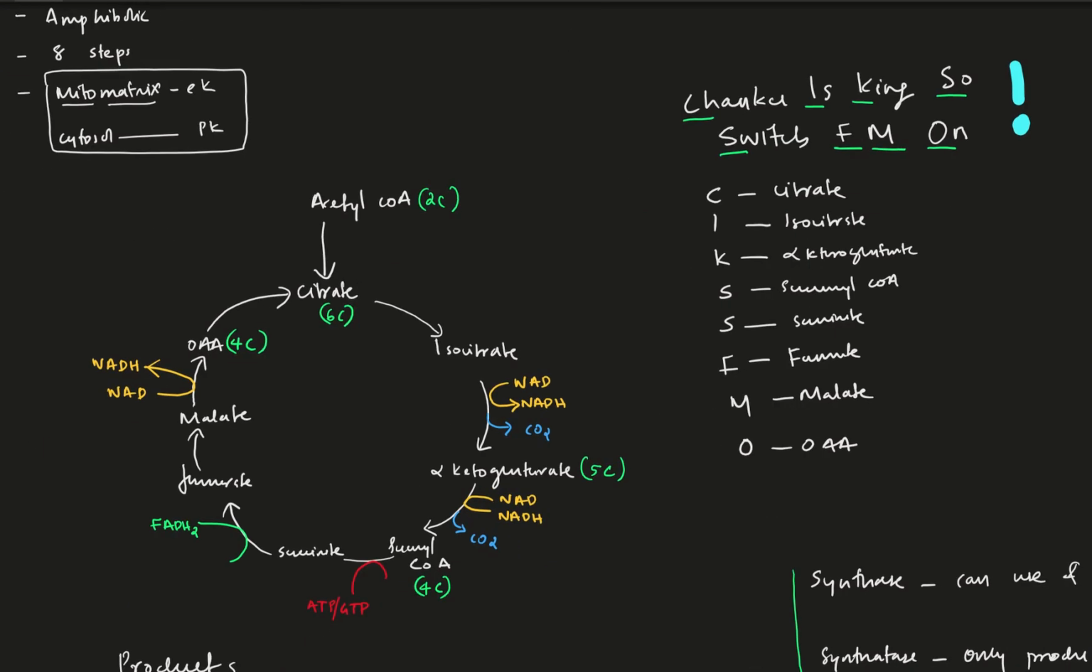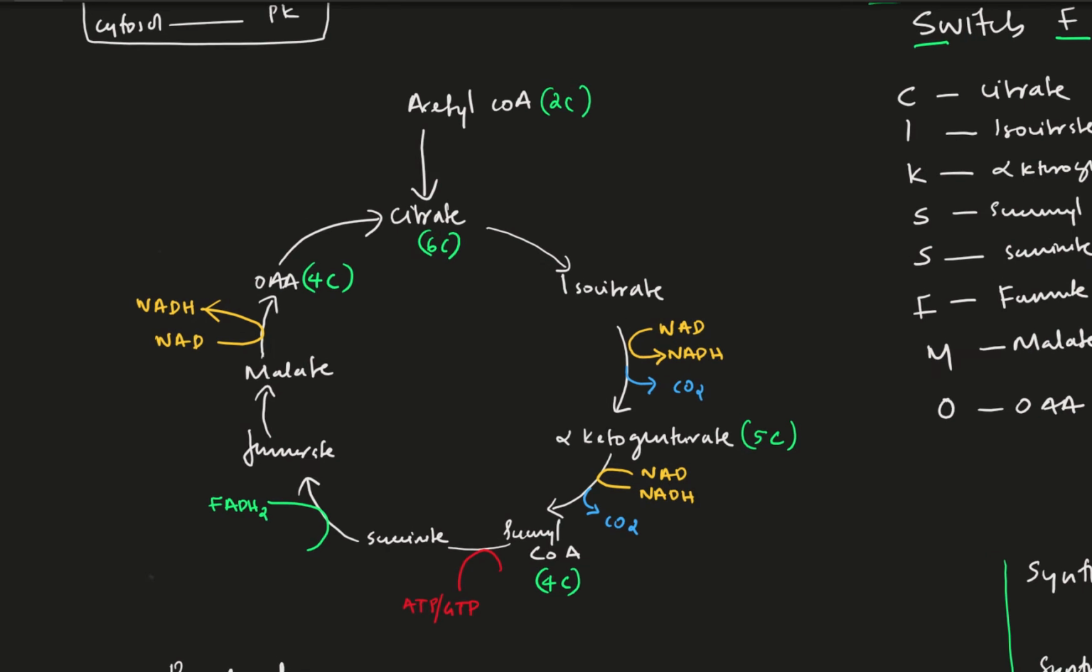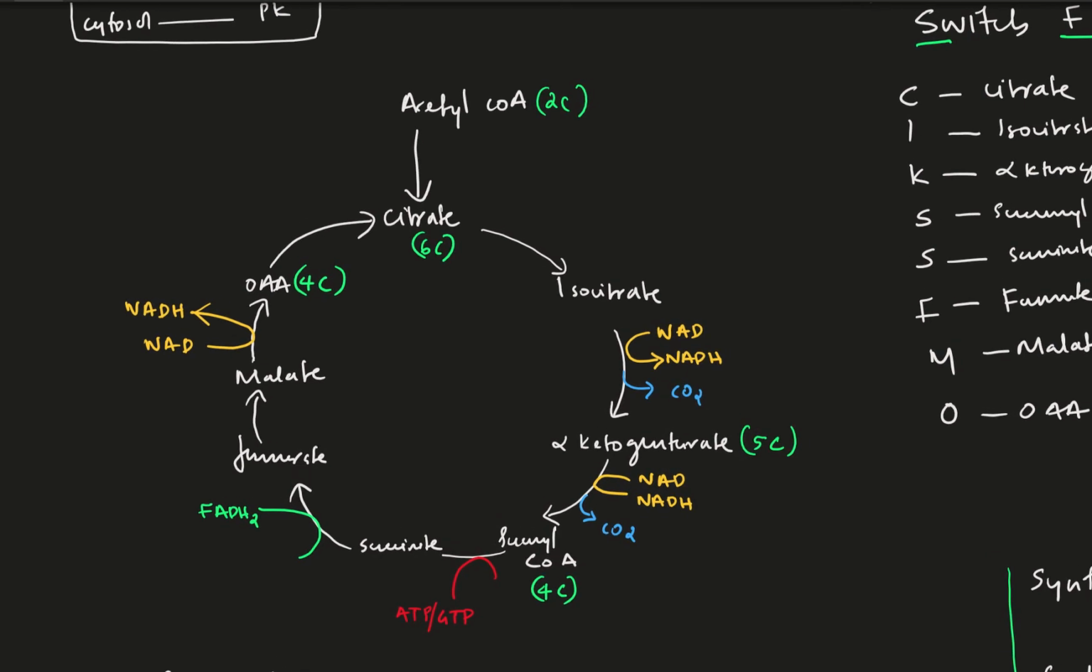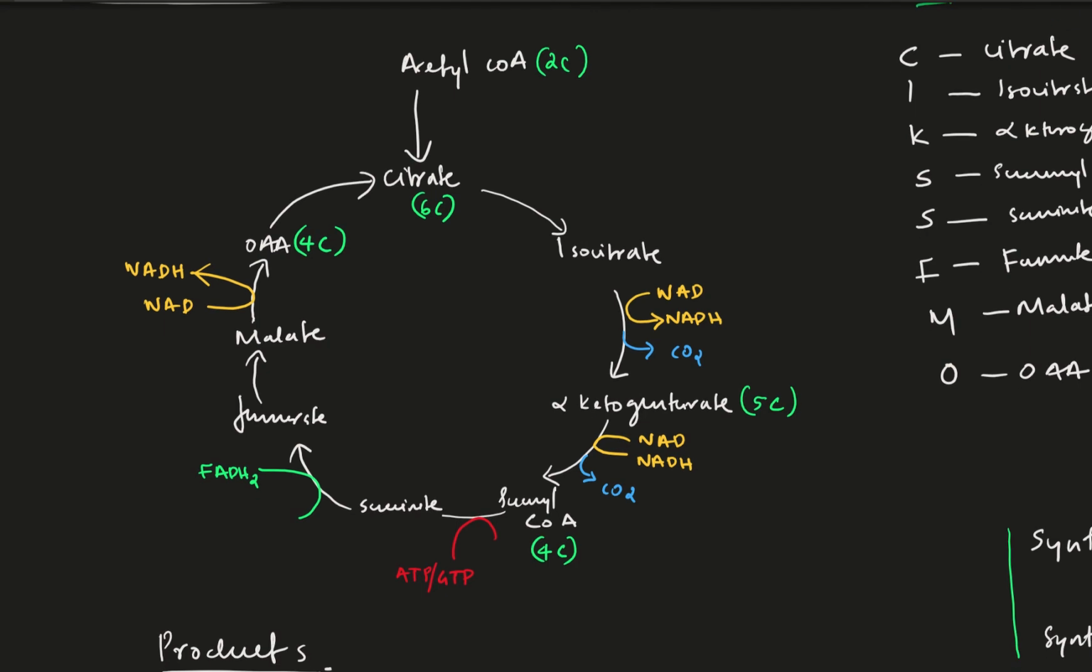This is the complete reaction. Acetyl CoA is entering this cycle from the link reaction. It is a two-carbon compound, so it combines with a four-carbon compound, oxaloacetate, and forms citrate or citric acid. We get citrate, a six-carbon compound, which is then converted to isocitrate, then alpha ketoglutarate, which is a five-carbon compound, and in this step we lose one carbon.